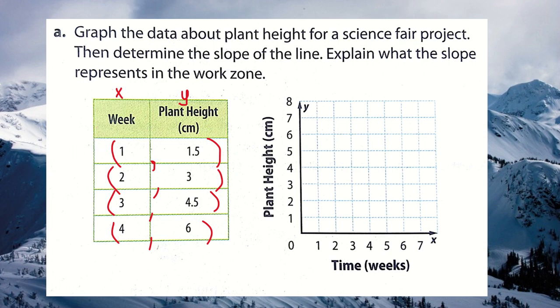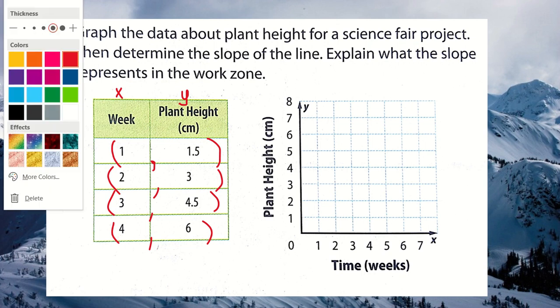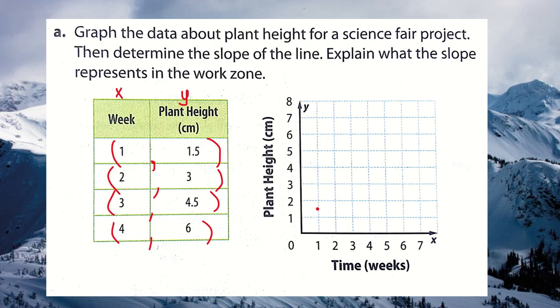Let's start with the first one. So the first point is at 1 and 1.5. So that might be there. Correct? It's between the 1 and the 2. Right there. Next point is at, so we're done with this, 2, comma 3. So 2 on the x-axis, 3 on the y-axis, right there. Then we're at 3, comma 4.5, about there. You see our line is kind of getting built. And then 4, comma 6, right there.